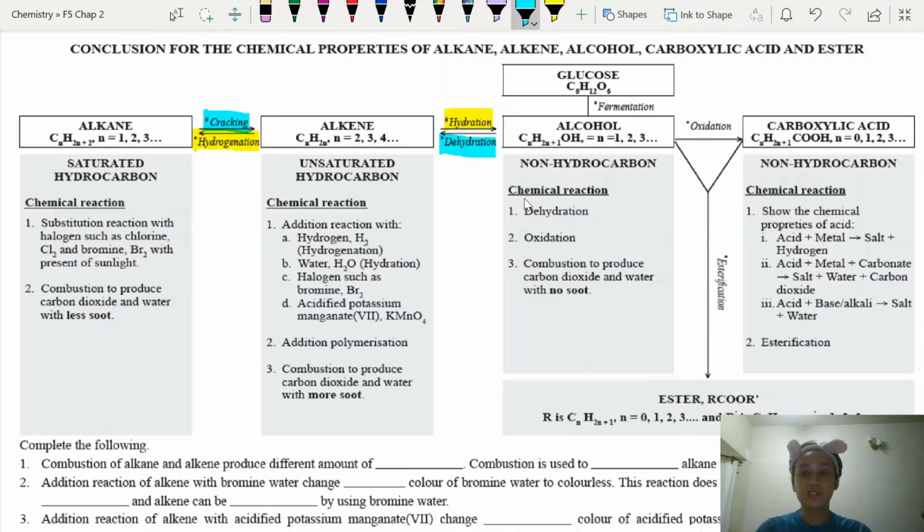From alcohol, if I change back to alkene, it is dehydration. And from alcohol, if I want to change to carboxylic acid, it is oxidation, meaning I add in oxygen. Then if you mix these two, it's called esterification. There's one more: if I can combine alcohol and acid to become an ester, I can also separate an ester into alcohol and carboxylic acid. So if it's the other way around, it's called hydrolysis.